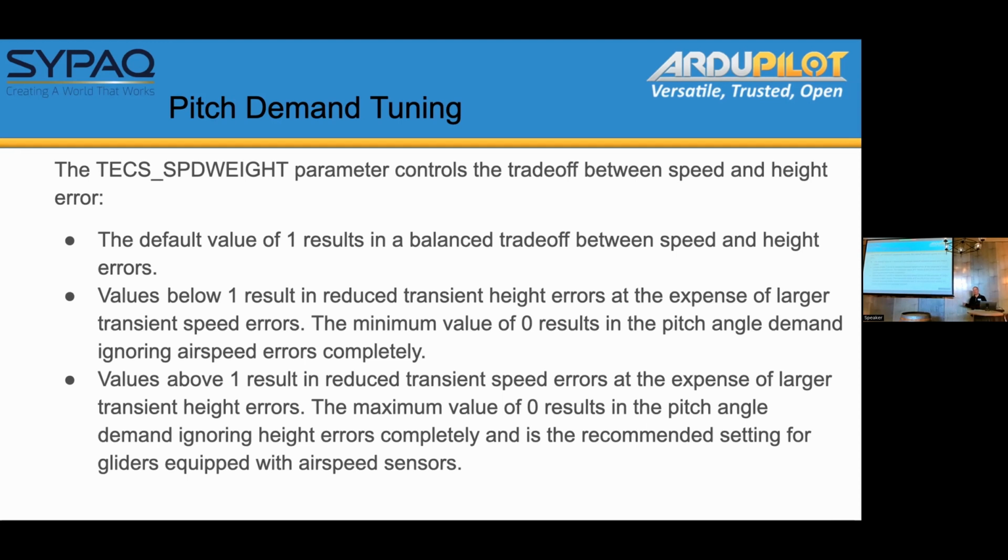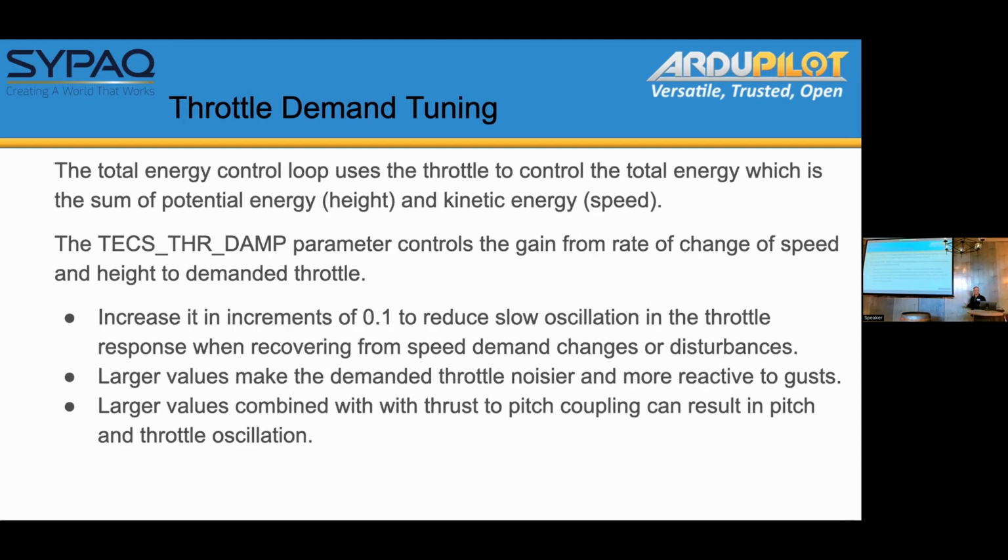What you use, that's up to you and your application. And then the throttle demand tuning is really only one tuning parameter there. Once again, there's a throttle damping parameter. I can think of about maybe 3 occasions in the last 5 years where I've known of an application that's actually required the throttle damping, that's required adjustments. Same rules apply, go in increments of 0.1, and it's just there for very slow speed oscillations in throttle.